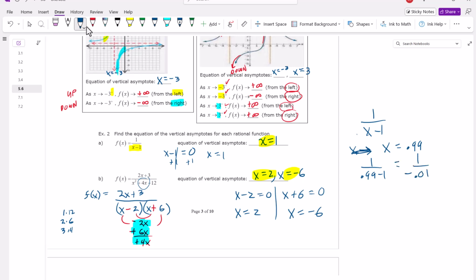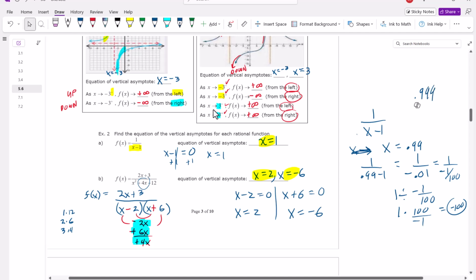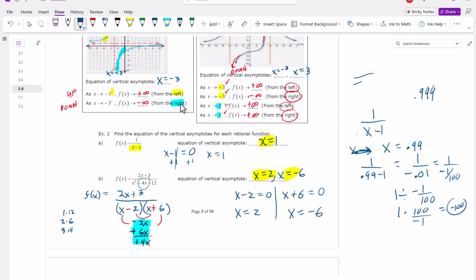Well, really, that's 1 over negative 1 over 100. When you divide a fraction, you learn that you multiply by the reciprocal. So notice on this that you're getting very small. If I used 0.999, it would get very small. So the idea is when you get real close to the value of the vertical asymptote, you're going to be taking a number divided by some tiny number. And when you take a whole number divided by a tiny number, it gets bigger and bigger and bigger.